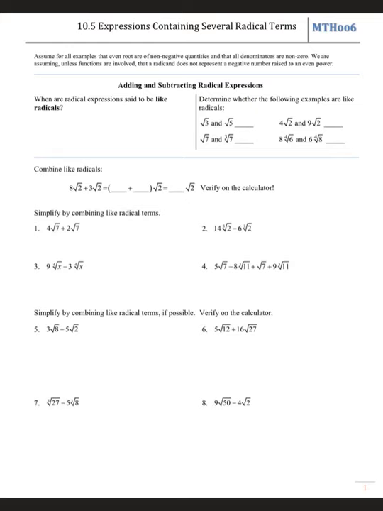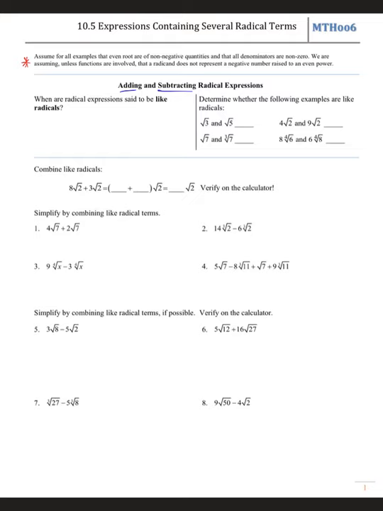Hello, Math 006. In 10.5, we are looking at expressions containing several radical terms. This top part is very similar to what we talked about in the last section, just saying that there are no negative quantities under the radicals and also no denominators of zero. What we're looking at today, though, is more specifically adding and subtracting radical expressions. A couple of sections ago, we looked at multiplying them. Now we're going to be looking at adding and subtracting.